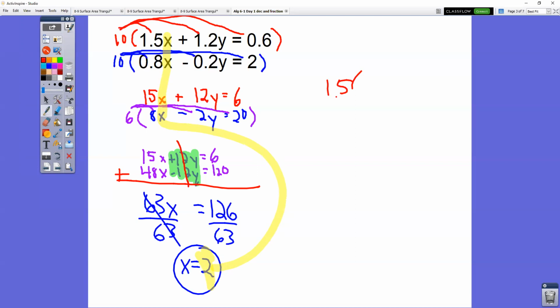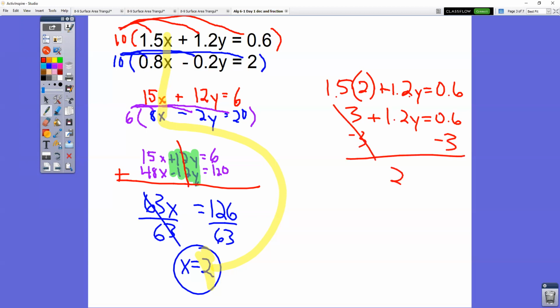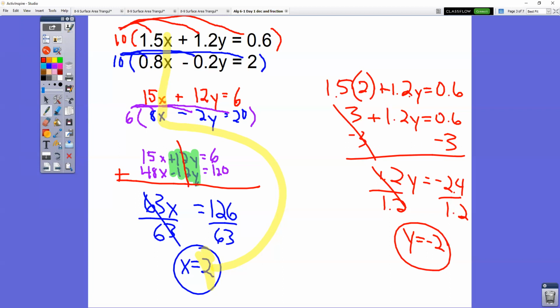So instead of 1.5 times x, I have 1.5 times 2, which is my answer, plus 1.2y equals 0.6. So multiply this out. I have 3 plus 1.2y equals 0.6, minus 3, minus 3. So I have 1.2y equals negative 2.4. Divide by 1.2, divide by 1.2, and you should have gotten an answer of y equals negative 2. Questions on this one?